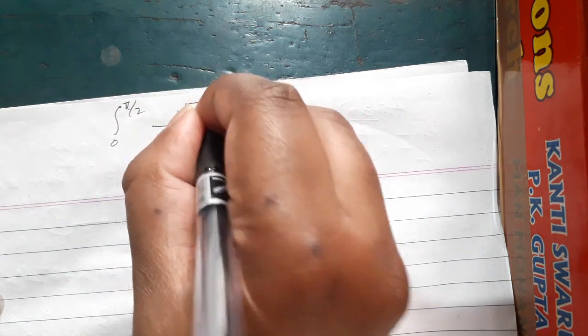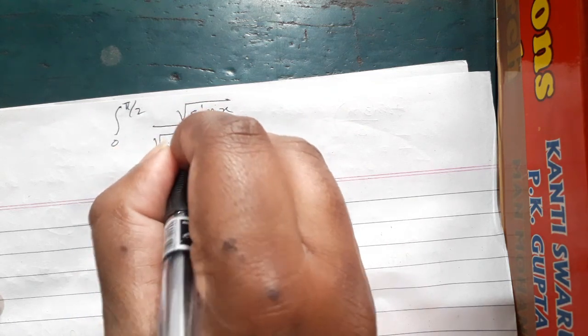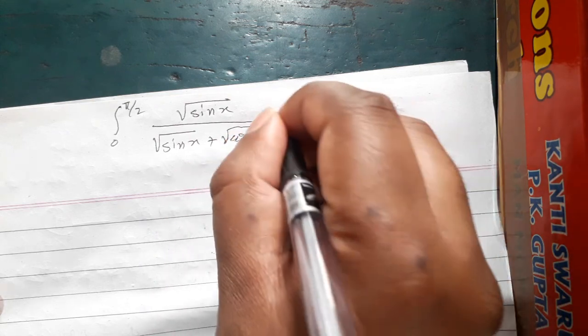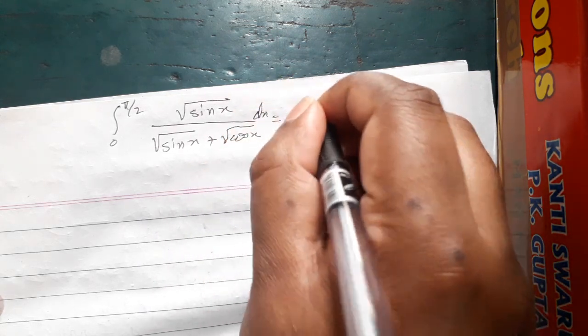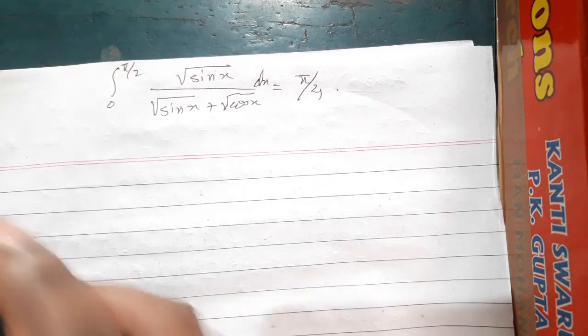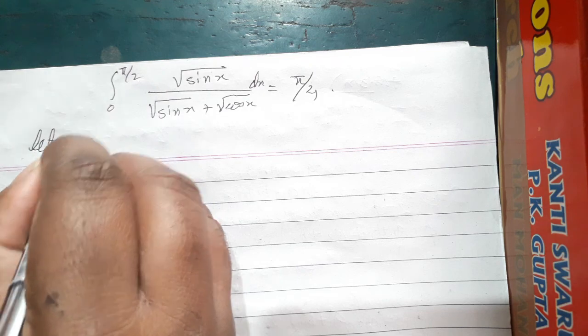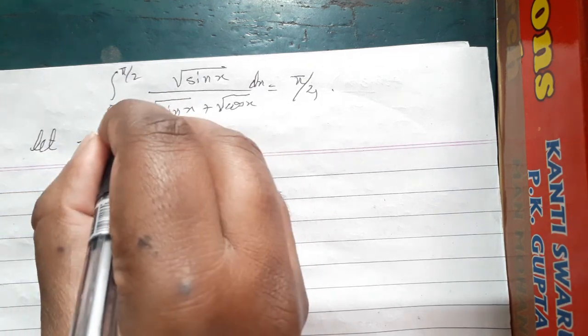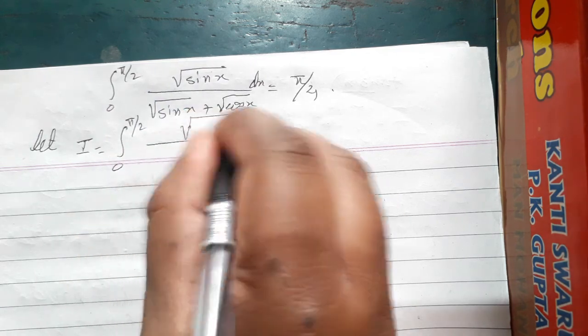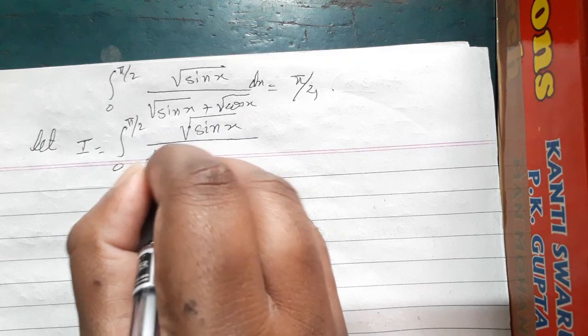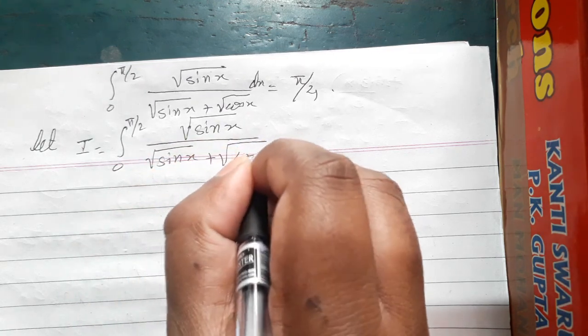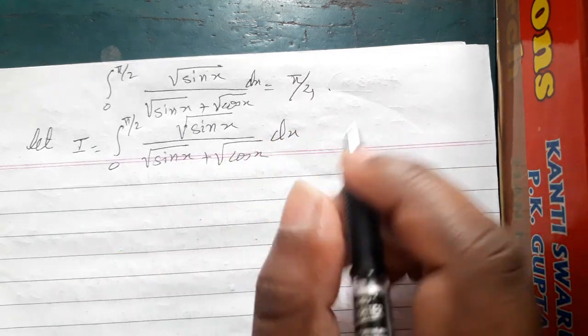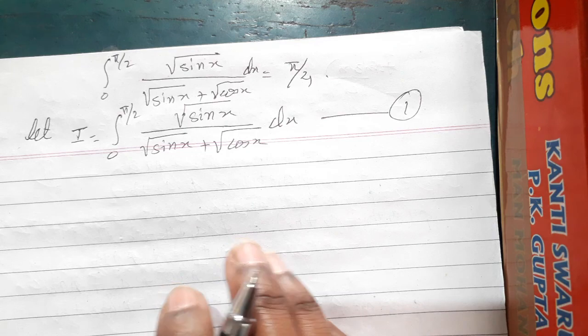So the next question, I'll go to prove this. The question is the integration from 0 to pi by 2 of root of sine x by root of sine x plus root cos x dx. You have to prove it is pi by 4. So the first step here, you take this I equal to 0 to pi by 2 root of sine x over root sine x plus root cos x dx. This you take as equation 1.